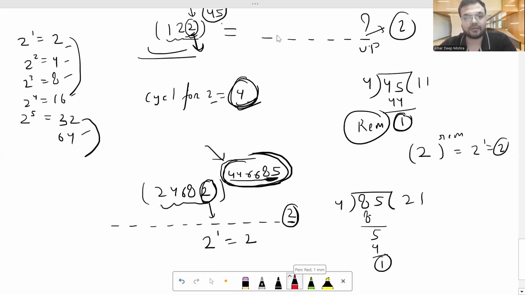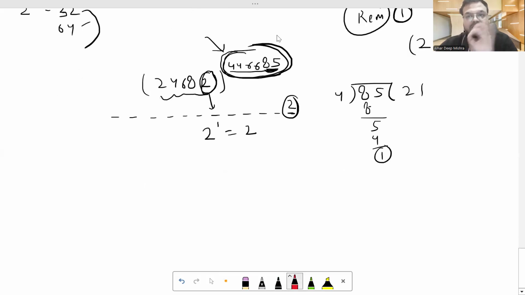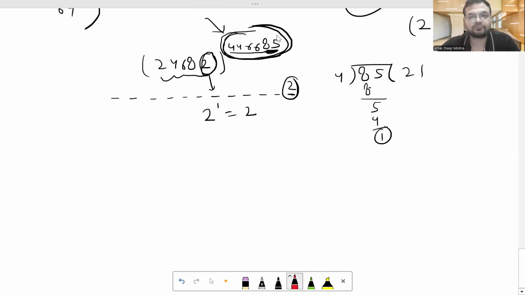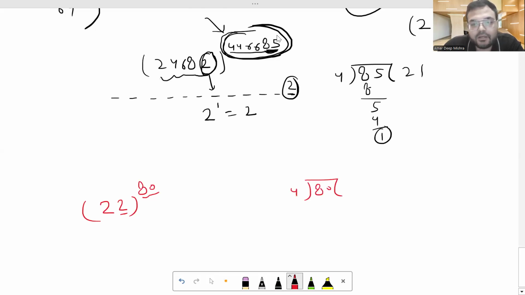Now, understand. One very critical concept here you have to understand. Very, very important. Suppose I have 22 raised to the power 80. Now you have this 2 at the unit place. And if you divide this 80 by 4, it goes 20 times and the remainder is 0. So remainder equals 0.